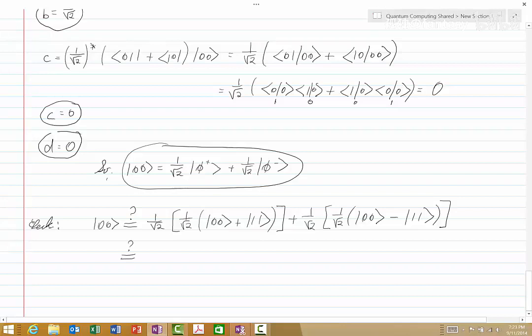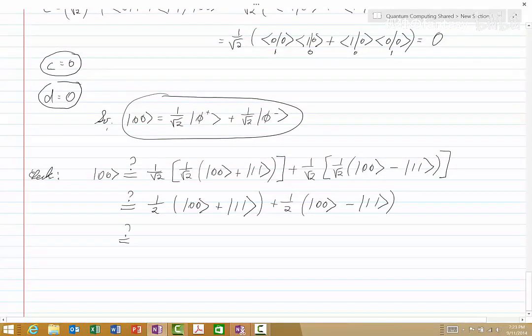So does this work? Well, we have 1 over square root of 2 times 1 over square root of 2. So 1/2 times 0, 0 plus 1, 1 plus 1/2 times 0, 0 minus 1, 1. And it's easy to see here, I think, that this does work out because the 1 terms will drop out because this one's preceded by plus and this one's preceded by minus. But the 0 terms will combine. We have 1/2 and 1/2. And so, indeed, in the end, we get 1 times 0. And so, sure enough, that works.